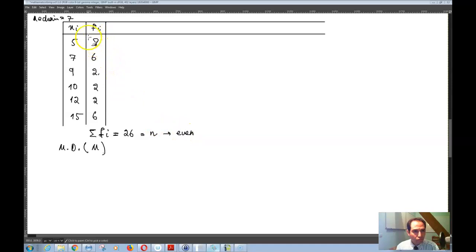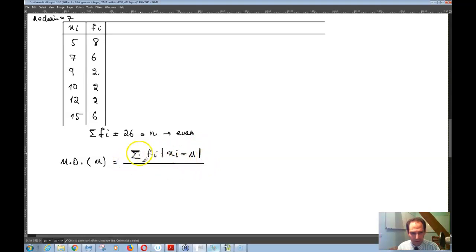Now, the median is 7. So the formula for the mean deviation about the median, as you already know, is sigma of f of i times the absolute value of x of i minus the median, because you're calculating the deviation from the median, and you divide that by sigma f of i because you want to find the mean deviation. You're taking the mean of all of those values.